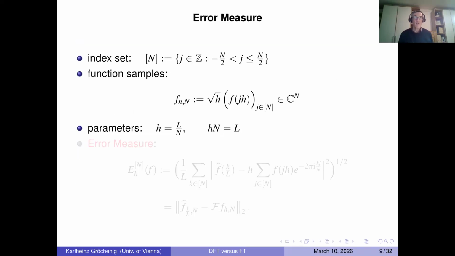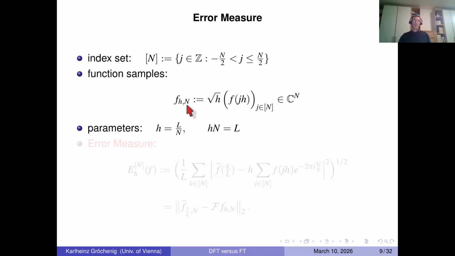Okay, so let's get serious. And so, some notation. To avoid the index set, the integers between negative n half and n half, I use bracket n. So that reminds us we have n samples. For the sampled version of a function, I use f sub h n. So that gives us information of f sampled at step size h.